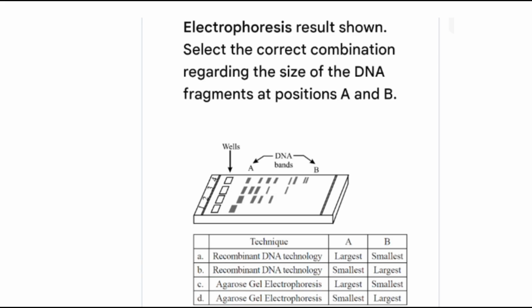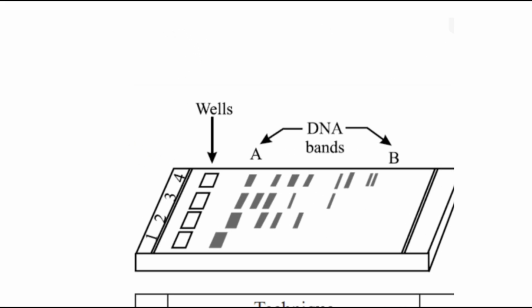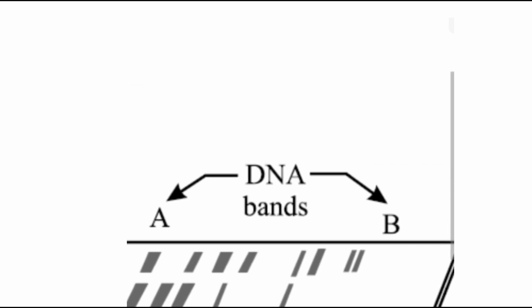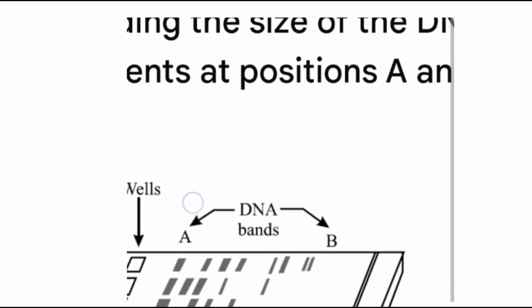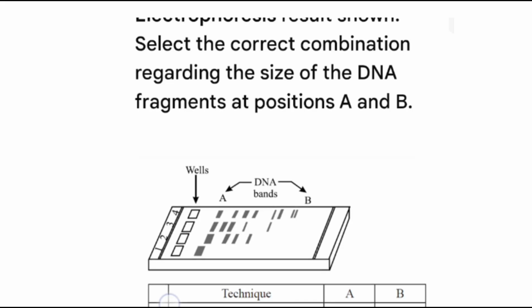Here is an agarose gel electrophoresis result. Analysis of the agarose gel electrophoresis result shows: select the correct combination regarding the size of the DNA fragments at the positions A and B. Now you can see in the diagram here there are positions A and B. There are wells, 4 wells present here. The A and B are present and they are your DNA bands. So we have to select the correct option here.